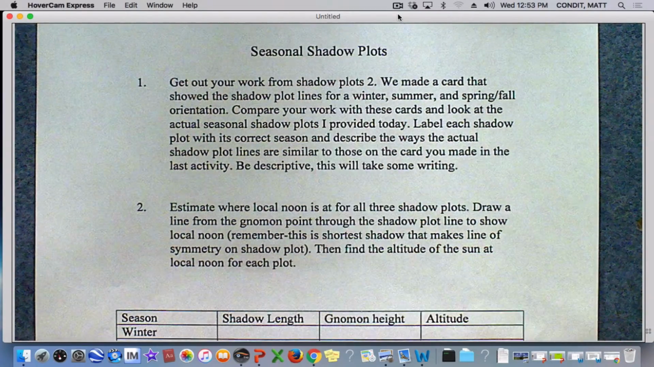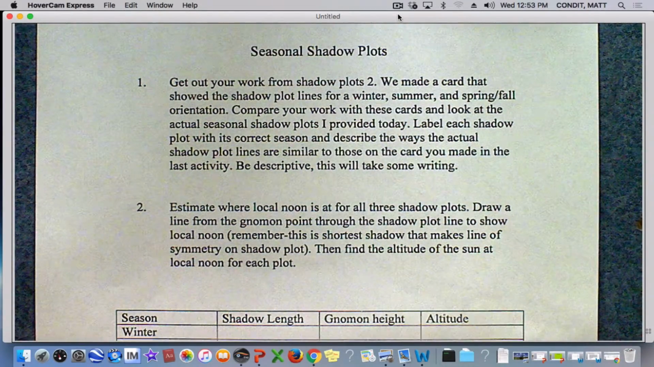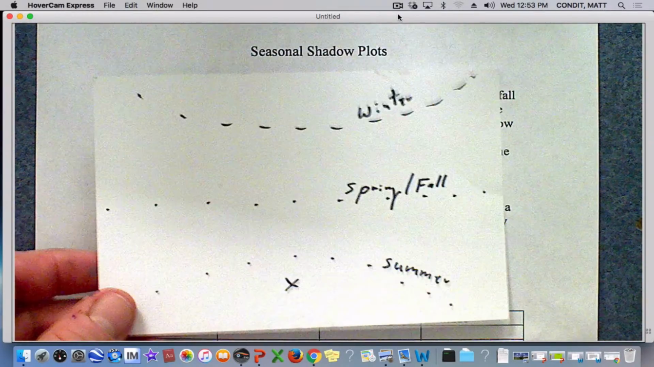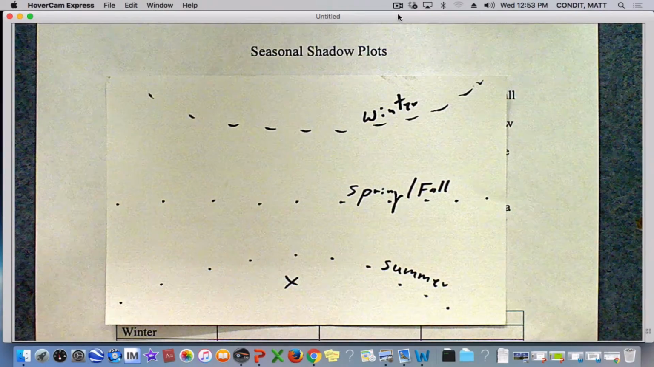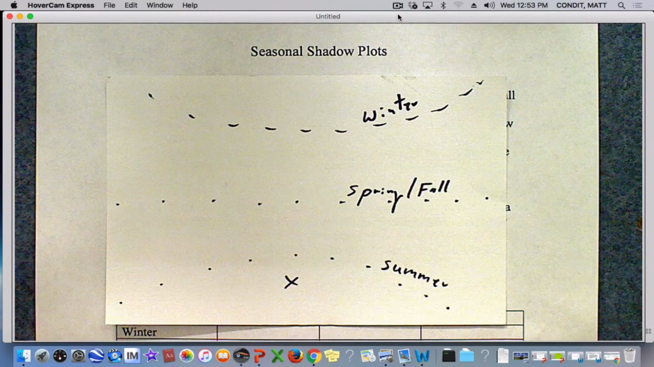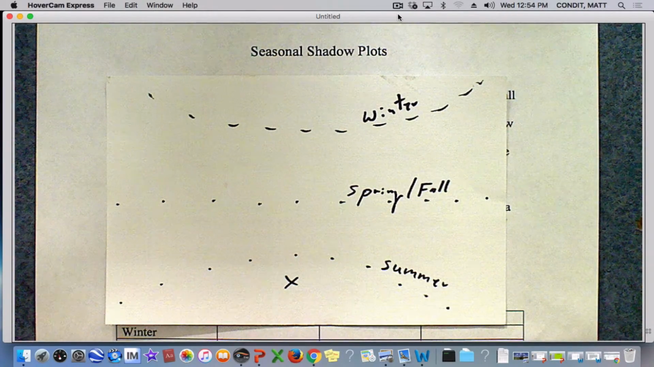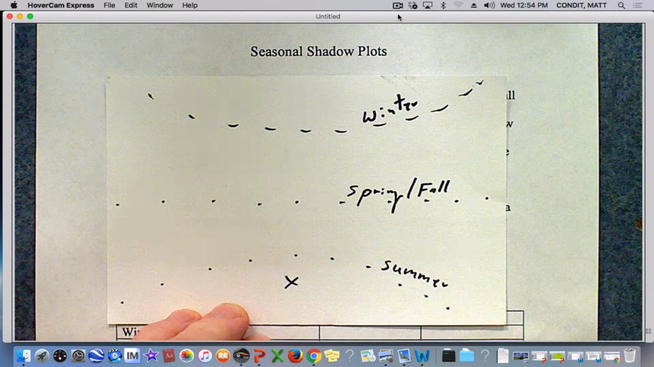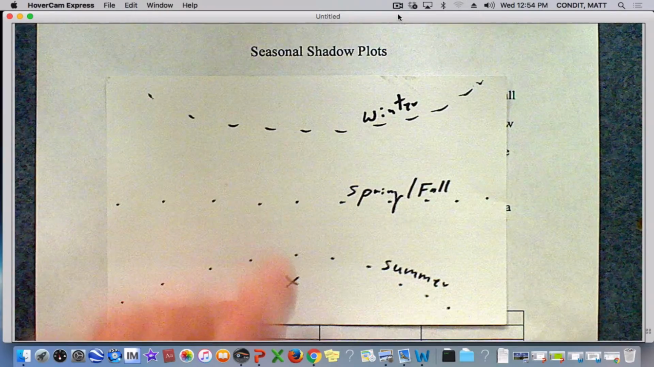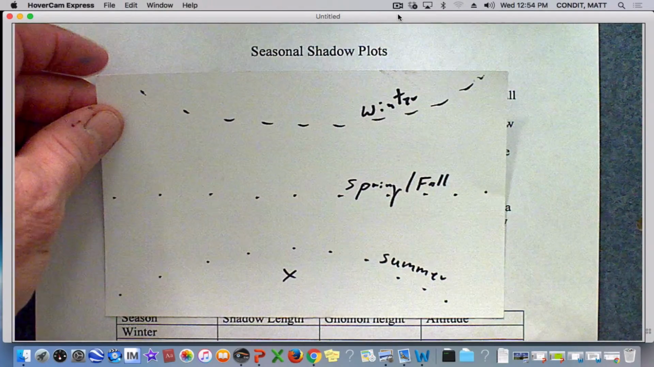That's when we took out the globes and we marked the little cards and they kind of turned out looking like this right here, if you did it correctly. We found out that the shape of these shadow plot lines is pretty different between summer, spring, fall, and winter, and not only in terms of their shape, but in terms of their distance from the gnomon. So that's the first thing we're going to want to look at.